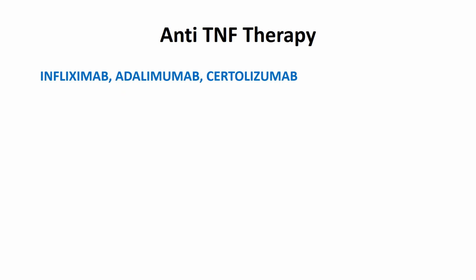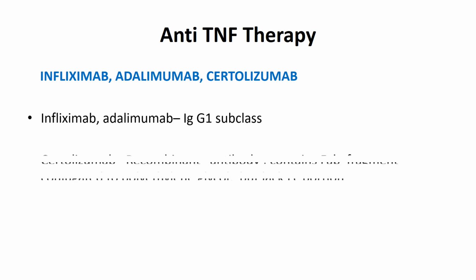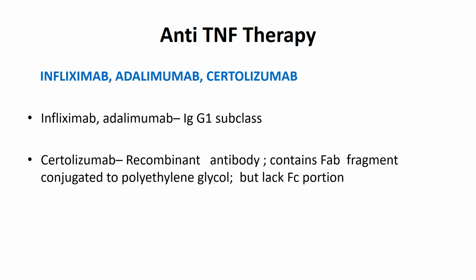The last group is anti-inflammatory therapy: anti-TNF, that is tumor necrosis factor. Mainly monoclonal antibodies: infliximab, adalimumab, and certolizumab. Infliximab and adalimumab are of the IgG subclass. Certolizumab is a recombinant antibody which contains the Fab fragment conjugated with polyethylene glycol but lacks the Fc portion. So, this is the structure of the immunoglobulin.